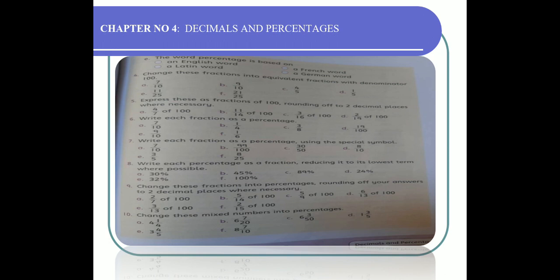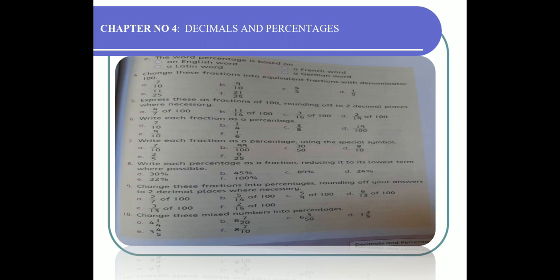Question number 5. Express these as fractions of 100, rounding off the number to 2 decimal places. Simply multiply the number and then round off. Question number 6. Write each fraction as a percentage. You have to convert these fractions into percentages. Question number 7 is the same. Question number 8 is the same. Write each fraction percentage as a fraction. You have to convert the percentages into fractions. Question number 9. Change this fraction into a percentage. Question number 10. Change this mixed fraction into a percentage.